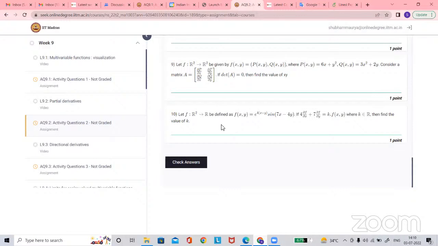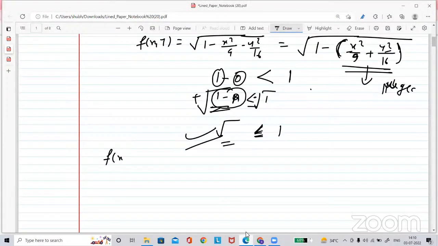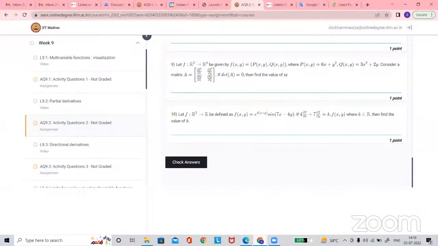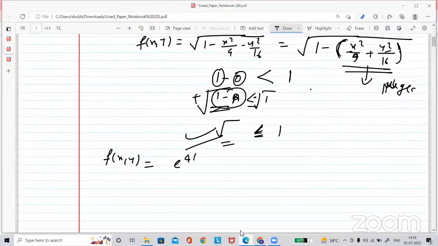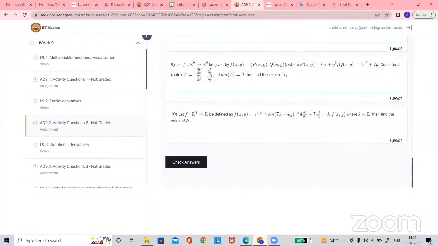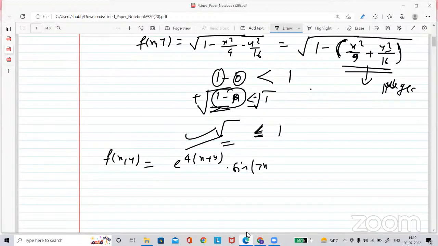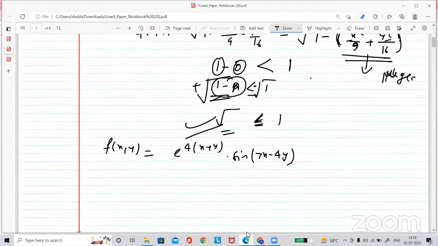So we have this last question, right? Yes, sir. We have this question, f(x, y) is equal to this. We just have to do the partial derivative. Let's take this. So f(x, y) is equal to e raised to the power 4x plus y, into sine of 7x minus 4y. This is the function we have.